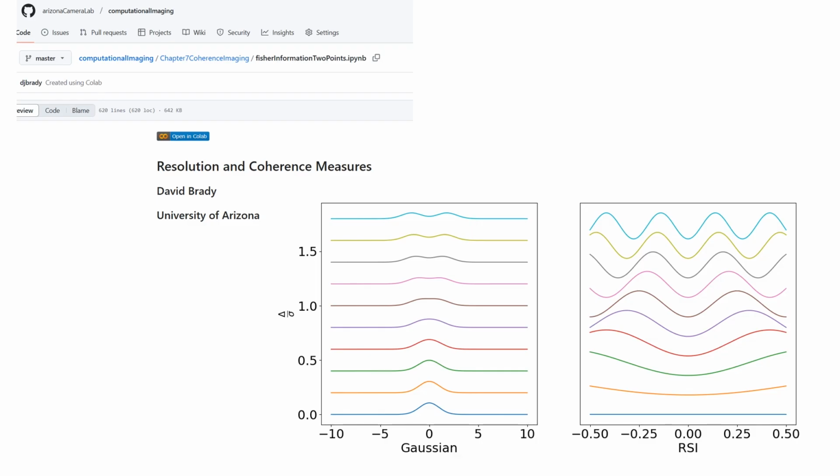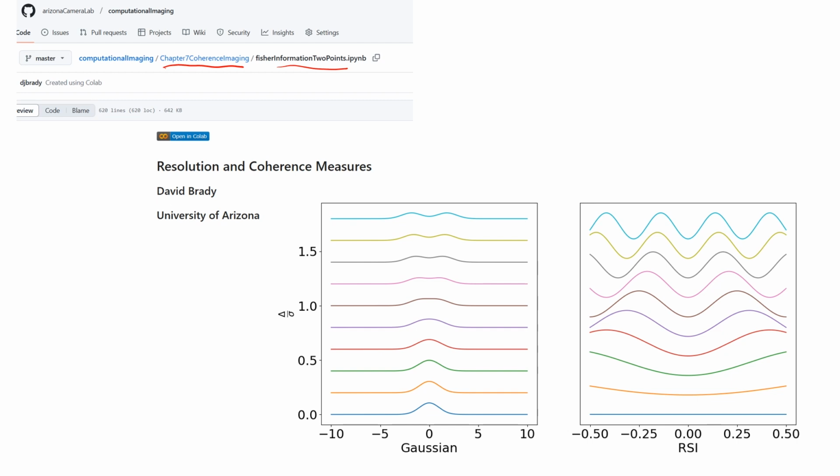Today's episode uses code that's on the GitHub site that goes with these lectures and with the course text. We're under the Computational Imaging GitHub site, Chapter 7, Coherence Imaging, and we're looking at Fisher information of 2 points as a notebook. One of the things that the notebook plots is the response that we get on two different instruments. One is a focal instrument that has a Gaussian impulse response. So it focuses a remote point source to a Gaussian focus spot. And then the other one is a rotational shear interferometer imaging the same sources.